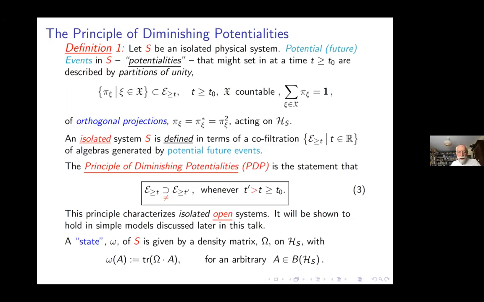All right, and specifically, if this partition of unity describes a potential future event, then all these projections should belong to the algebra E_≥T, with T at a future time. An isolated system can now be defined in terms of a cofiltration of algebras E_≥T, where T is time. That's in fact the good definition of what we mean by isolated systems. These algebras E_≥T are related to one another by using the Heisenberg equation of motion.